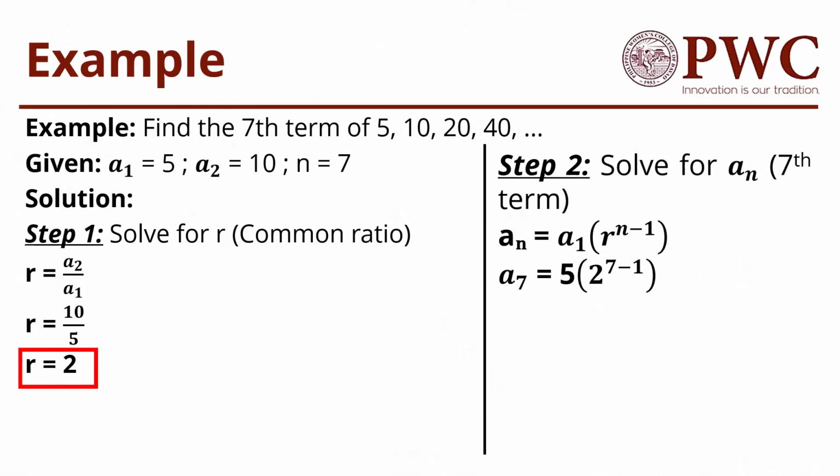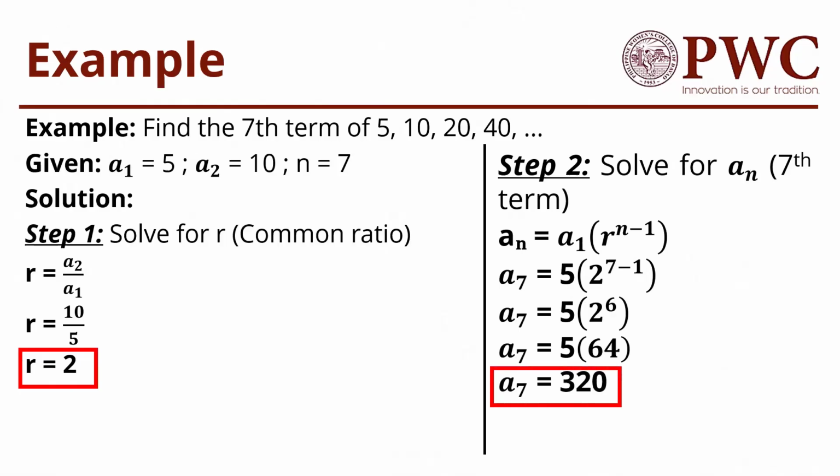So we got a sub 7 is equal to 5 times the quantity of 2 to the power of 7 minus 1. Using PEMDAS, we need to simplify the exponent first. That's 7 minus 1, so we got 5 times the quantity of 2 to the power of 6. Then using PEMDAS again, we need to evaluate the term with an exponent, which is 2 to the power of 6. 2 to the power of 6 is 64. Then we'll multiply the two terms.